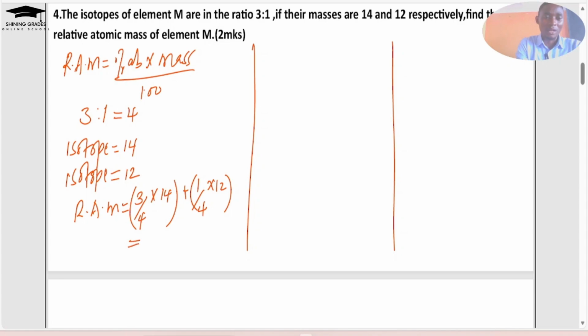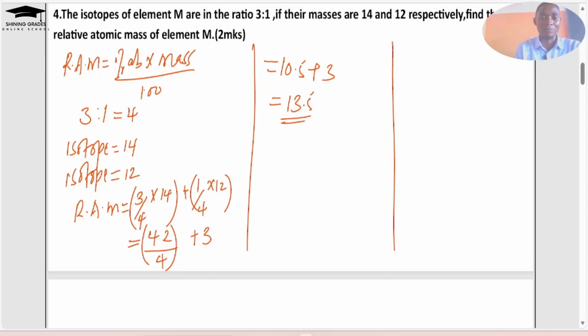And when I work it out, I'm going to get 42 over 4 plus 3. So when I divide 42 over 4, I'll get 10.5, then plus 3. So this will give me 13.5. This is the relative atomic mass. That is method 1.